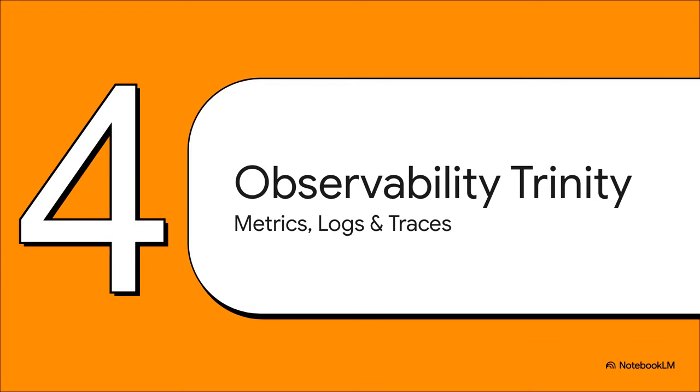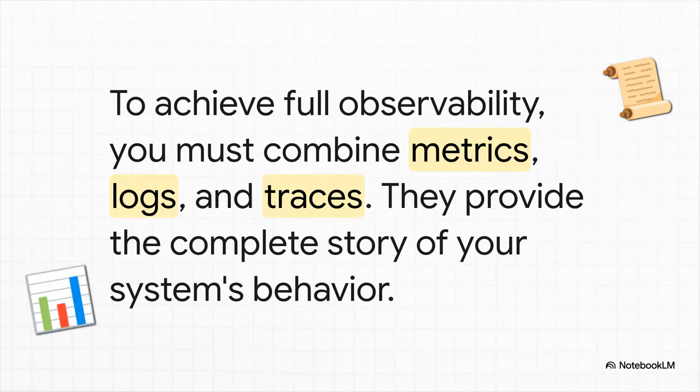See, modern monitoring isn't just about looking at one kind of data anymore. It's about being able to truly understand what's happening inside a complex system just by looking at the data it produces. And to do that right, you really need 3 key types of data. Yeah, people call these the 3 pillars of observability. And together, they give you the full story.